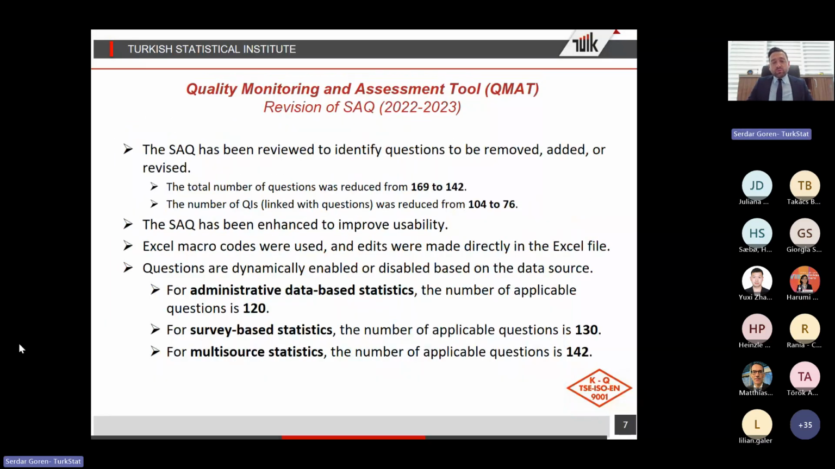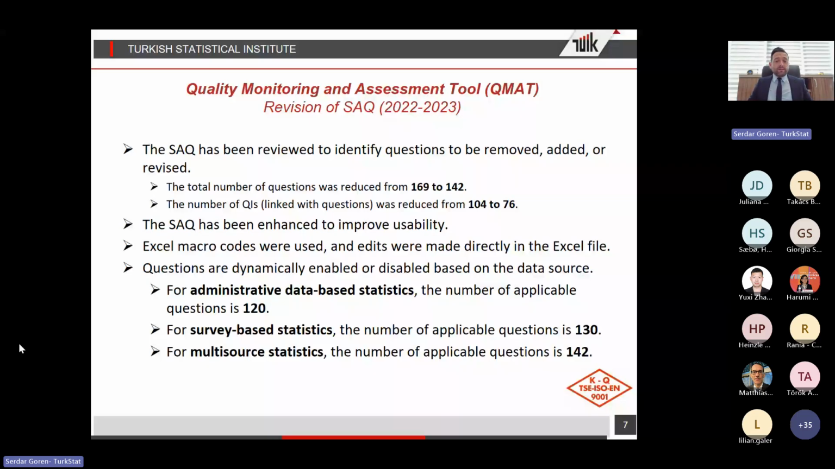In 2022, we started to revise the self-assessment questionnaire within the scope of the quality management project in IPA, and we also worked with external experts, and we analyzed and searched all the questions and all the quality indicators in our self-assessment questionnaire. We reduced the number of questions in order to reduce respondent burden. It was 169. We reduced it to 142, and every question is linked with GSBPM quality indicators. The number of quality indicators was reduced from 104 to 76.